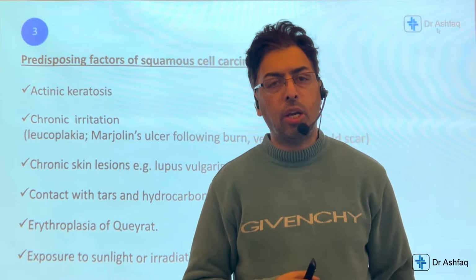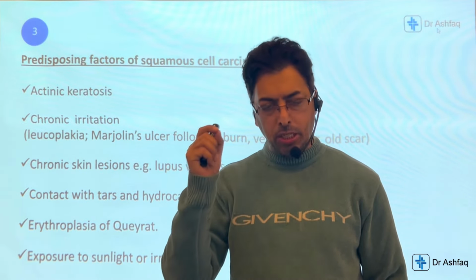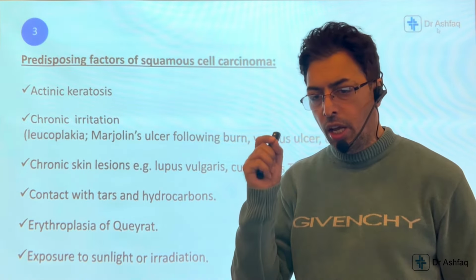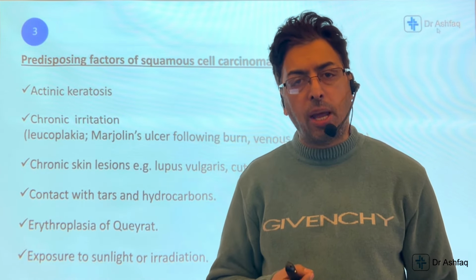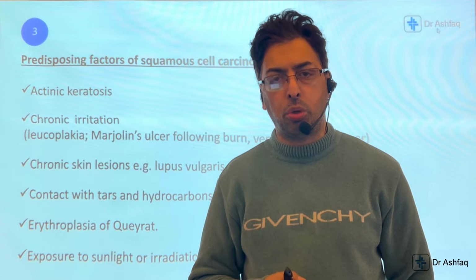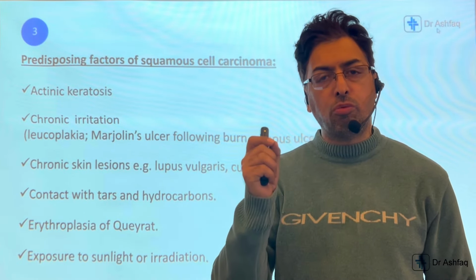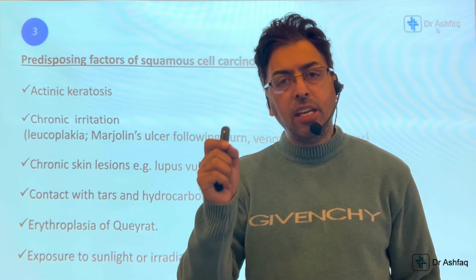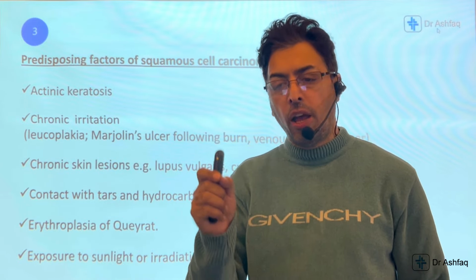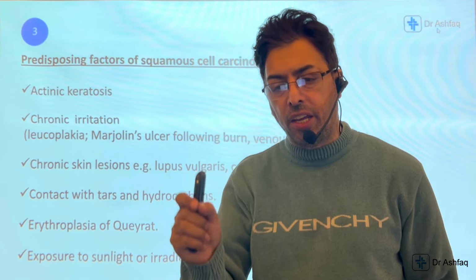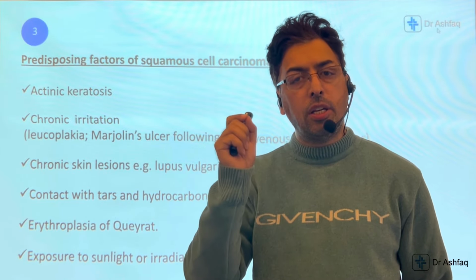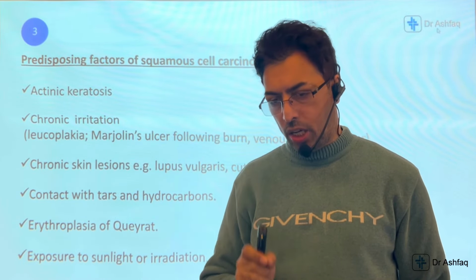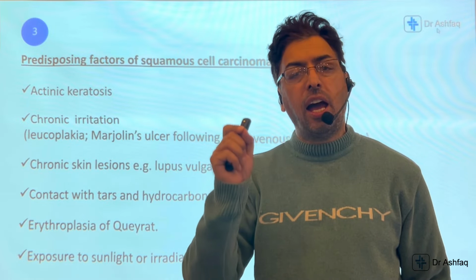Now, you have to remember those predisposing factors, and especially this is a question which has been asked frequently. The factors which predispose are some of the inherent skin conditions themselves, like actinic keratosis. So actinic keratosis is one important factor. Any pathological process which causes chronic scarring and chronic irritation can predispose to squamous cell carcinoma. So what are they?